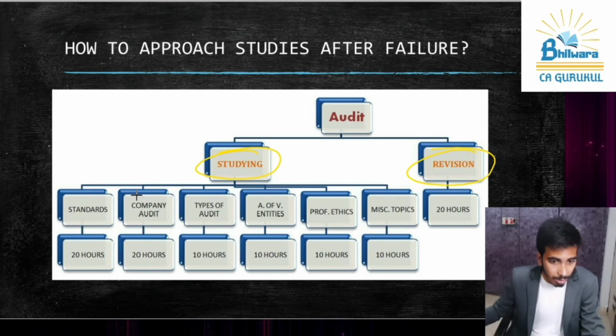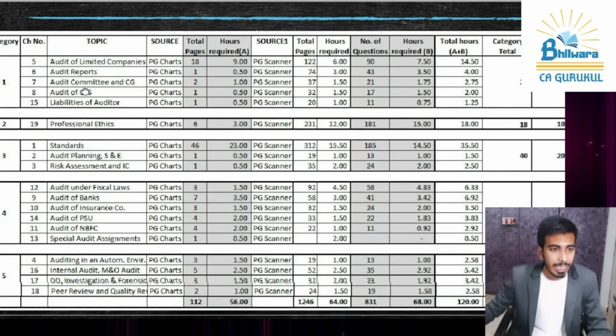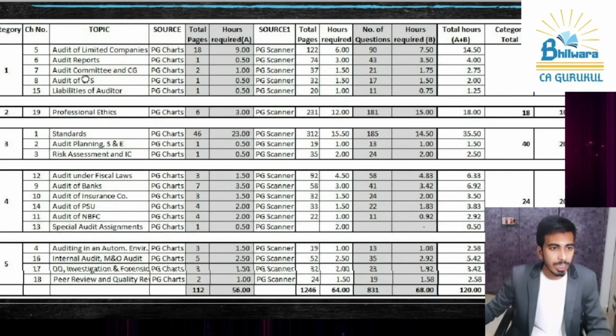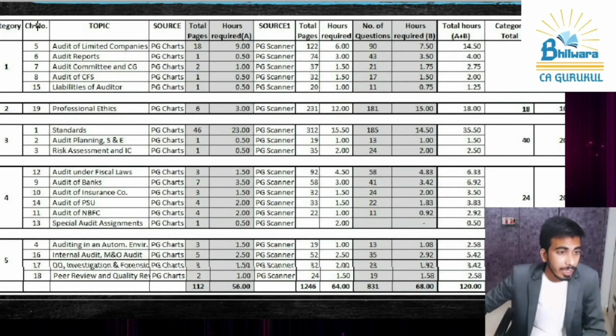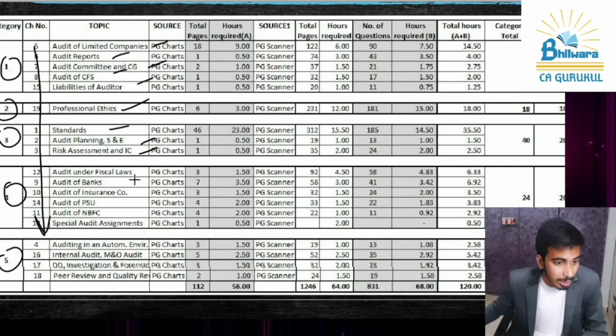So the revision part is around 20 hours and the studying part is around 80 hours. So this is a very detailed plan. If you could see it properly, this is category number 1, category number 2, 3, 4, 5. We have to study in this order only. Category 1 has these topics: limited companies, audit report, and so on. Then category 2, category 3, then category 4, and category 5.